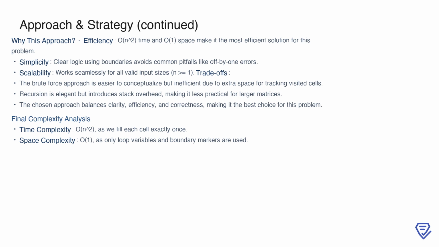When comparing trade-offs, the brute force method is easier to conceptualize but less efficient due to its extra space requirements. Recursion, while elegant, is less practical for larger matrices because of the stack overhead it introduces. The optimized layer-by-layer traversal strikes the perfect balance between clarity, efficiency, and correctness, making it the best choice for this problem. In terms of final complexity, the time remains O(n²), as each cell is processed once, and the space is O(1), as no additional data structures are used beyond the boundary variables and loop counters.